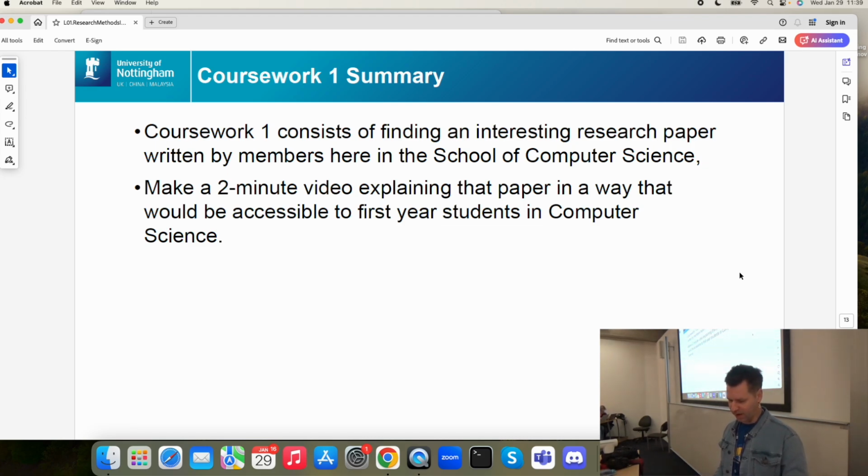Right, so you find an interesting research paper, and it has to be written by a member of the School of Computer Science at the University of Nottingham. It can't be any research paper. One of the authors or co-authors has to be a member of this school. That list that we just saw.